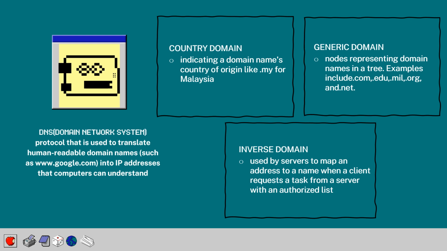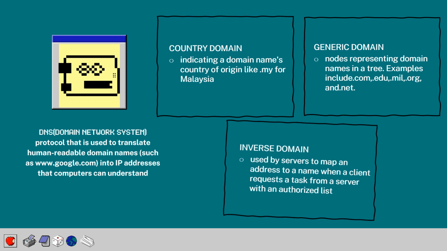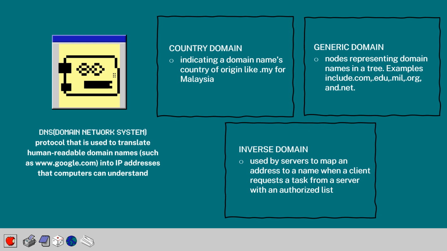Okay, so country domain means indicating a domain name's country of origin like .my, which stands for Malaysia, while generic domain, which is nodes that represents domain names in a tree. For examples, .com, .edu, .mil, .org, and .net. Next, inverse domain is used by servers to map an address to a name when a client requests a task from a server with an authorized list.